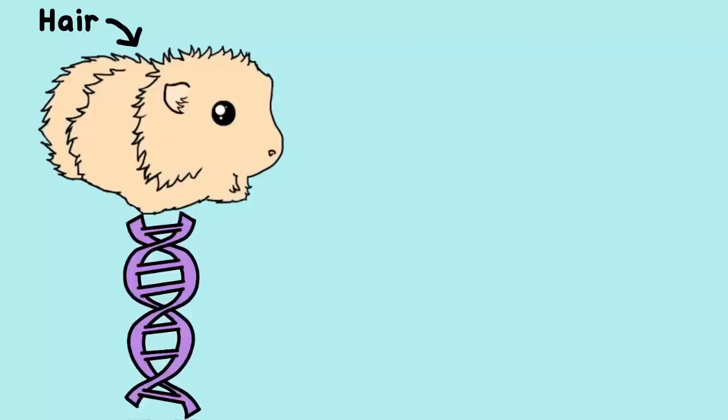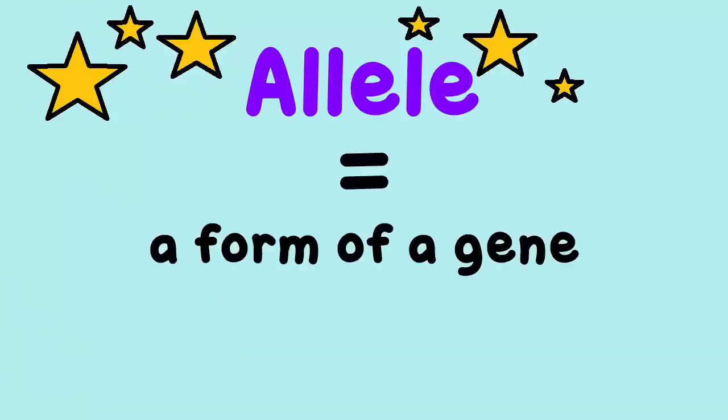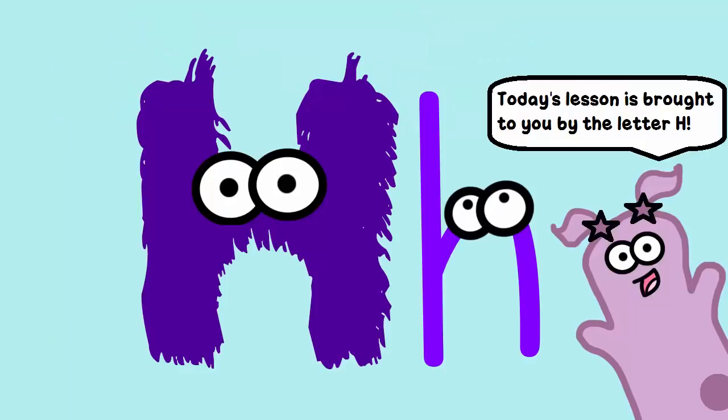Most guinea pigs have hair. This is because of their DNA. DNA makes up genes, and the guinea pigs received genes from both their mother and their father. An allele is a form of a gene and often represented by a letter. In this case, we'll use the letter H for hair.